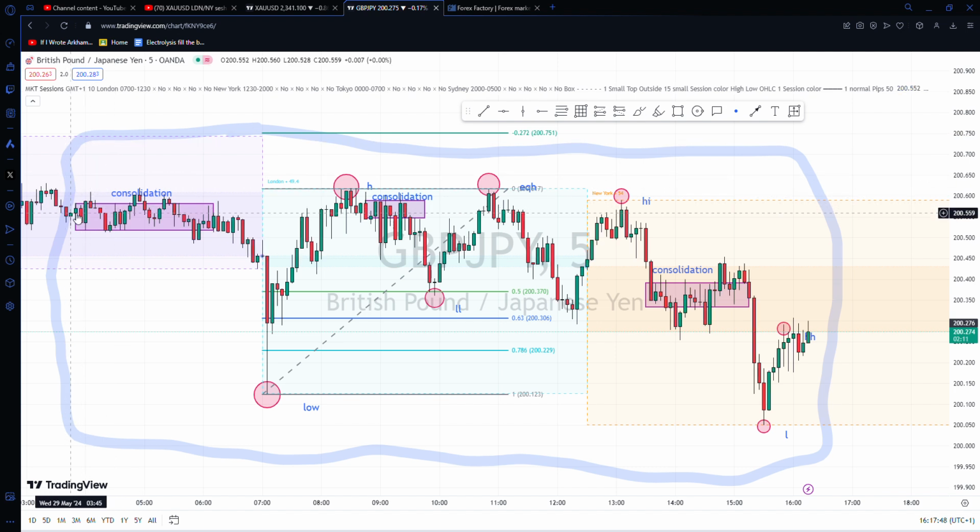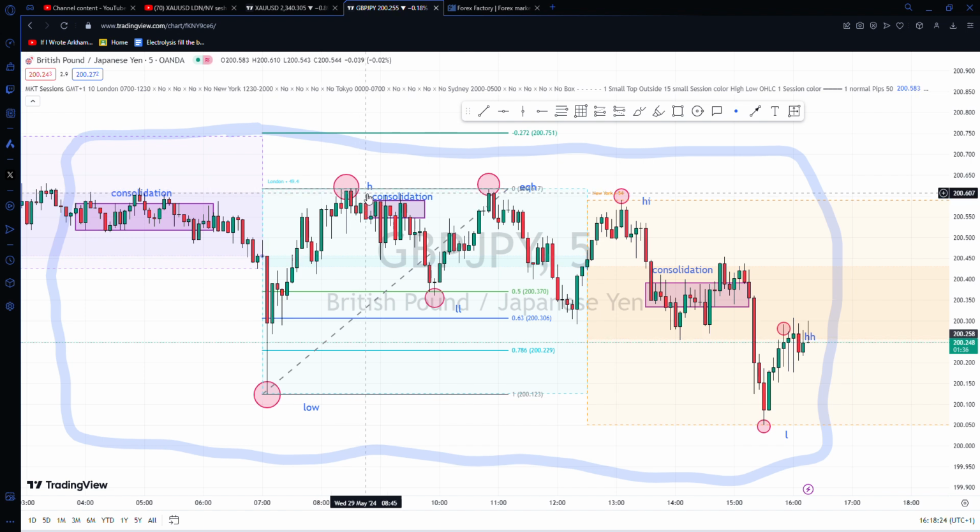Okay, so in the beginning there was consolidation, because price was not in any trend. It was just staying within its range. And then the price went down, and we made a low. The low was in the London session, and that was the low of the whole session. Then the market started picking up, went into an uptrend, and we hit a high, which was the high of the actual session.